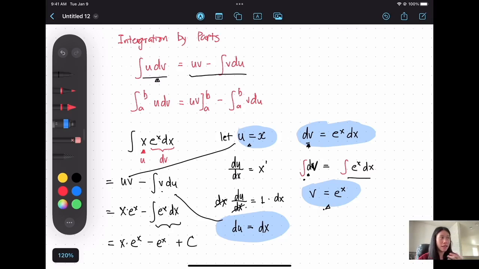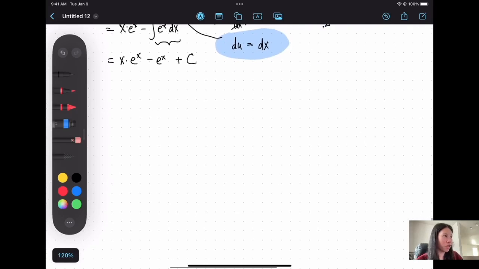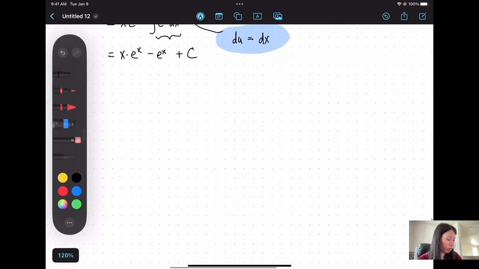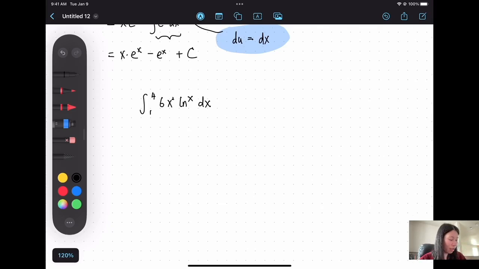Okay, so now let's have more examples, such as the integral from 1 to 4 of 6 x squared ln x dx. Okay, so for this part, since this contains a logarithm function, we will use that as our u. If I let the logarithm function be our u, then u is equal to ln of x.